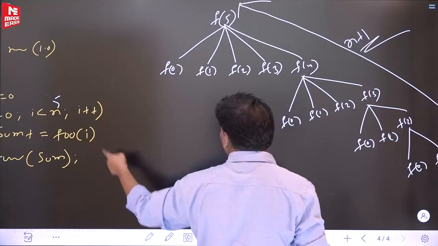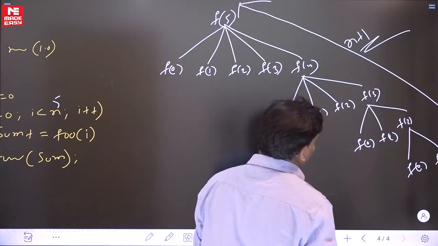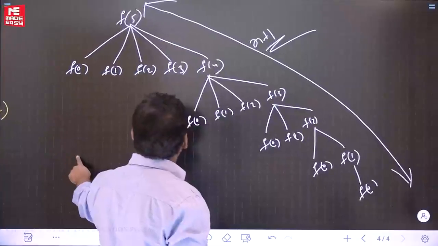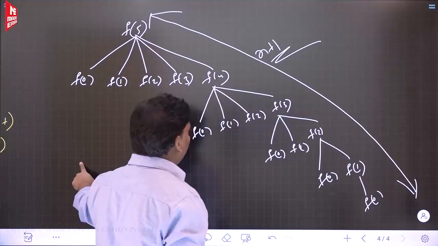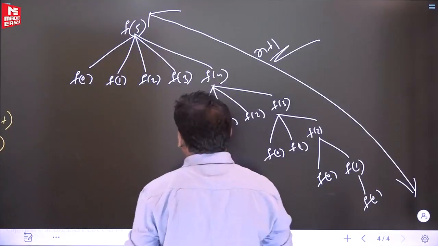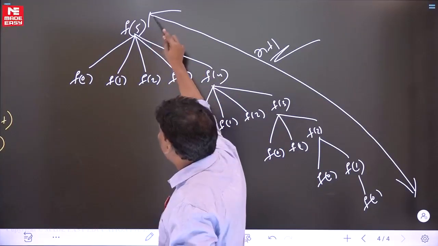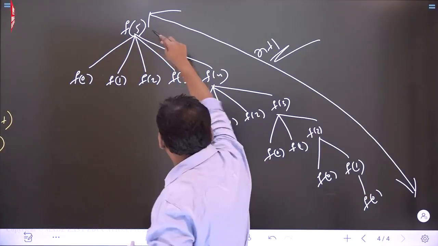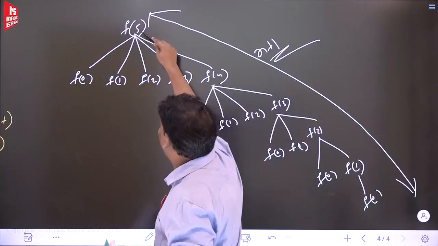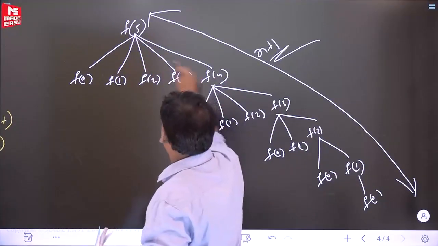And one more, when they ask space, they will give a program. Depending upon how you write the program, the space keeps changing. Next, recursive program space is nothing but the number of levels in the recursive tree. How many levels? N plus 1. 5 means 6 levels. N means n plus 1 levels. And one more, if you observe this problem clearly, what is the answer? Foo of 5 internally calls approximately a 5 level, 5 array tree.